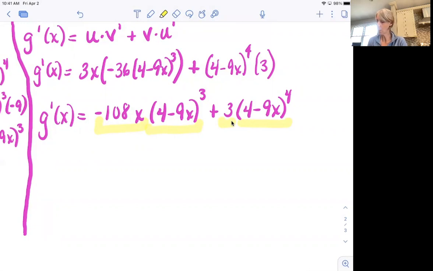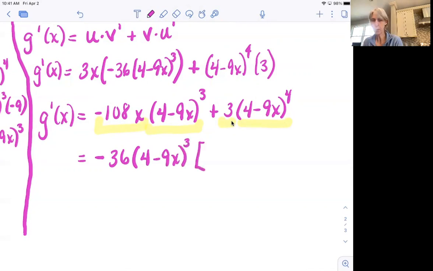From the first term, at 108 and 3, I'm going to factor out the negative as well. So this would be negative 36. And that's the only thing they have in common. Now we look at the second factor, and they each have (4 minus 9x) cubed in common. So you factor that out. And now you set up your big set of parentheses and you just do what's left.